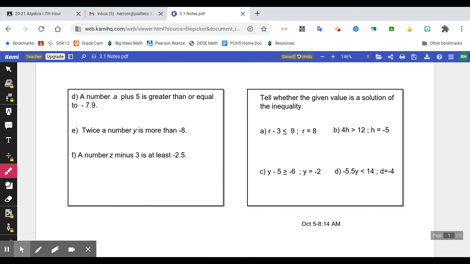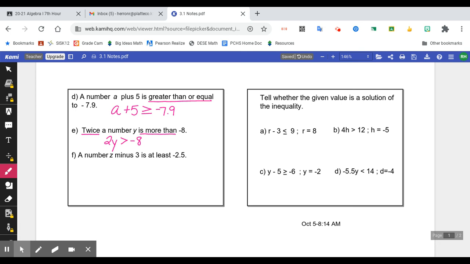A number A, so A plus 5, so plus 5, is greater than or equal to negative 7.9. Okay, E, twice a number Y. Okay, twice. In order to get twice as much of something, we have to multiply it by 2. So twice a number Y would be 2Y, is more than, so greater than, negative 8.